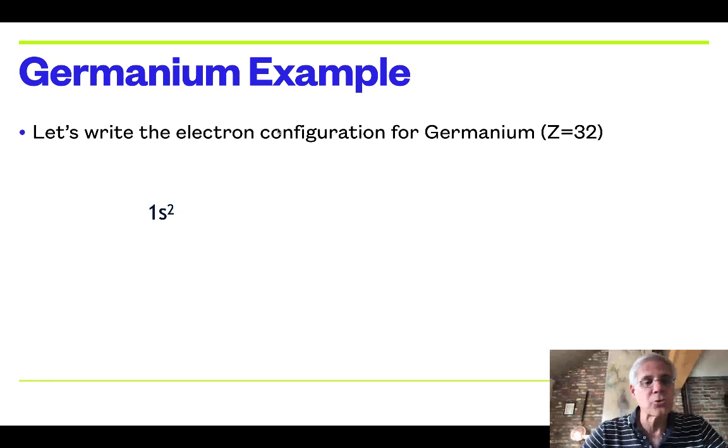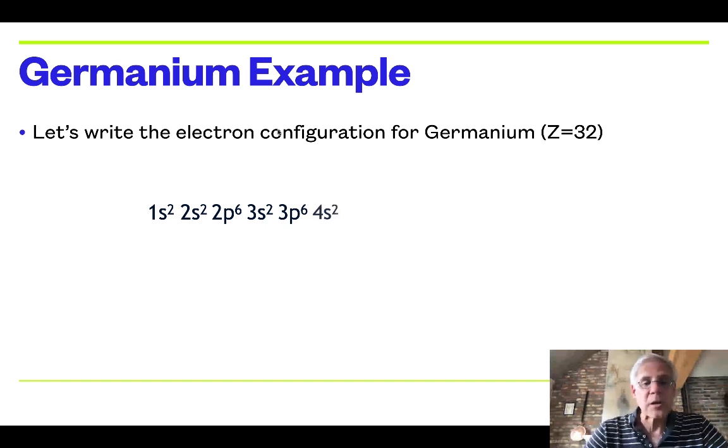The first two go into the 1s. The next two go into the 2s. The next 6 go into the 2p. The next 2 go into the 3s. The next 6 go into the 3p. Notice at this point we have 18 electrons placed: 2, 2, 6, 2, and 6 add up to 18. I still need 14 more places.